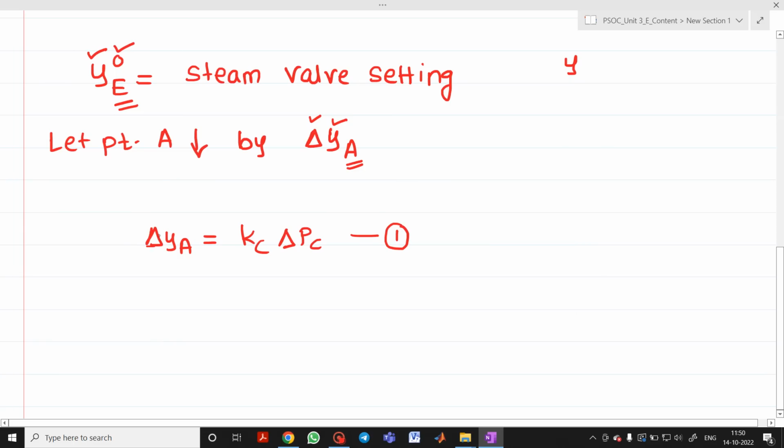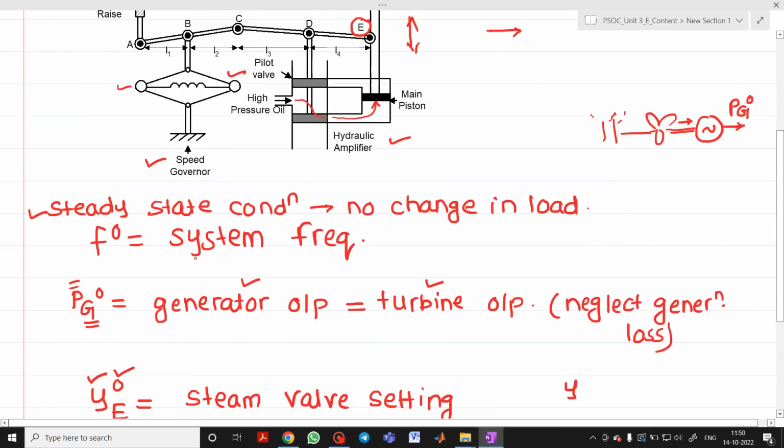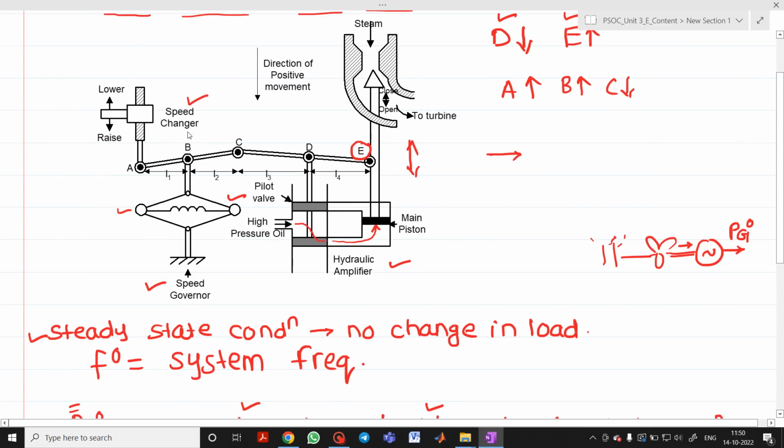So what is this delta YA? Let us assume point A. Now point A means where the speed changer is connected. So we know the relation: if A moves in the upward direction, B moves in the upward direction, C will move in the downward direction, D will move in the upward direction, and E will move in the downward direction. So basically, whatever the direction of A, the opposite direction of E will be there. That is the steam inlet.